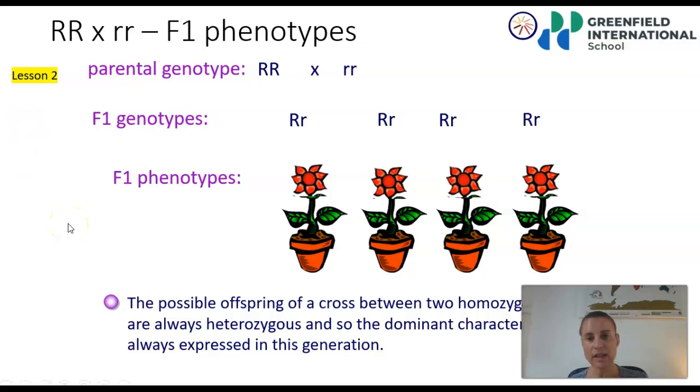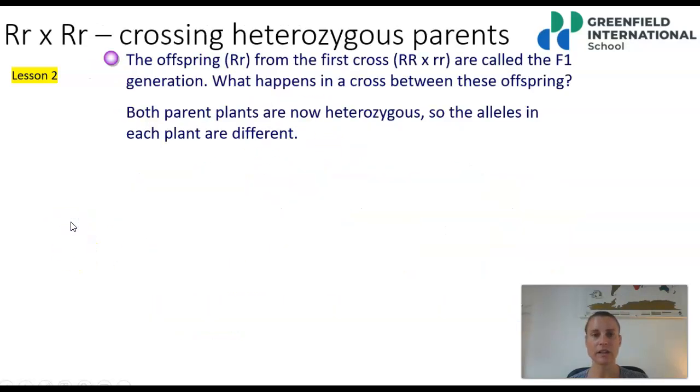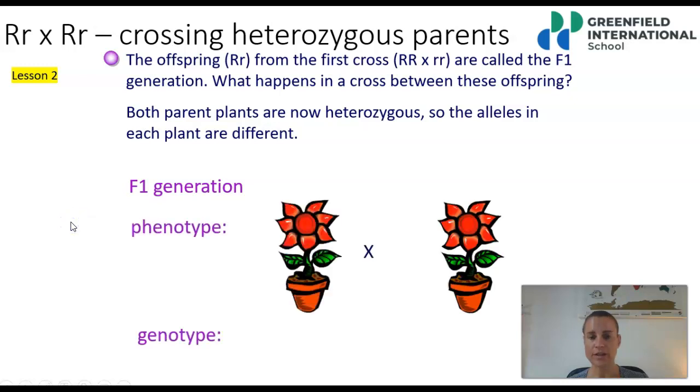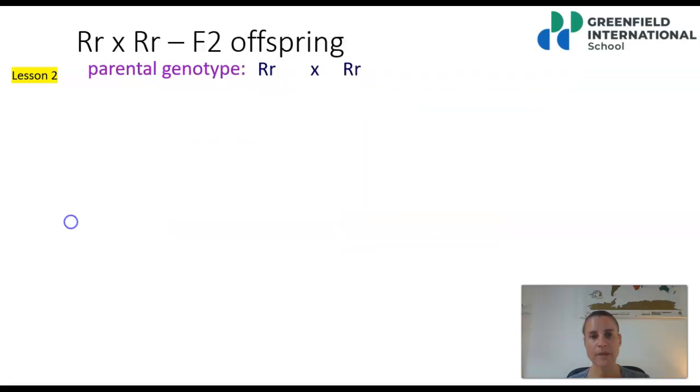But the next thing to think about is, well, what would happen if 2 of these plants were bred together? Okay, they're not homozygous, they're heterozygous. So let's have a little look at that. Okay, so we've got 2 heterozygous plants. Phenotype is still red, so you don't know what their genes are just from looking at them. It's just that we know that they've come from 2 homozygous parents, so they must be heterozygous. Okay, so again, we would draw a Punnett square.